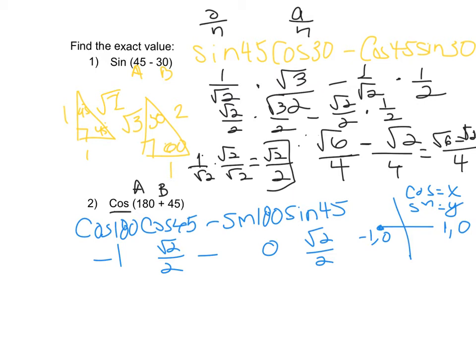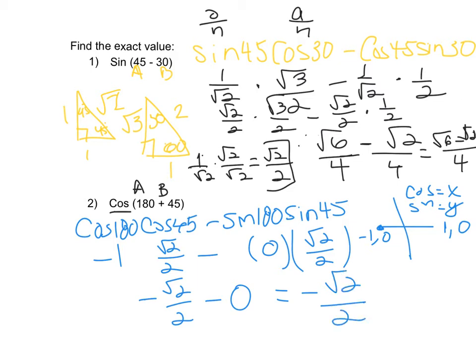And look what happens here. For this particular problem, 0 times radical 2 over 2 is going to be gone. So this is what my answer is going to be. I'm going to have a negative radical 2 over 2 minus 0. So my final answer is negative radical 2 over 2. And that is how we would do that one.